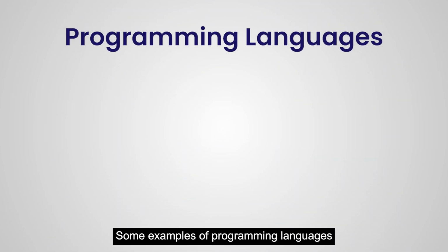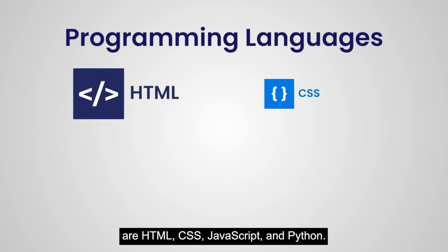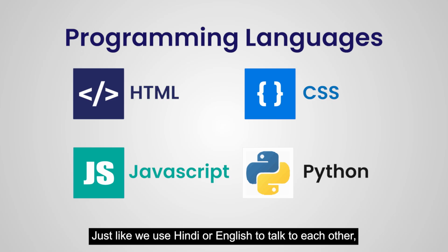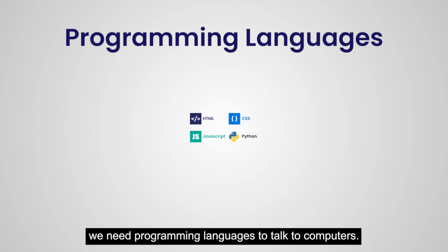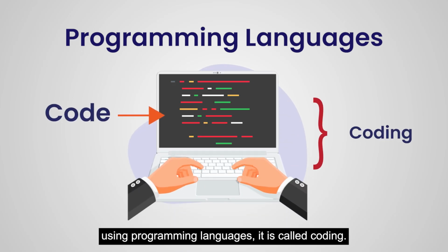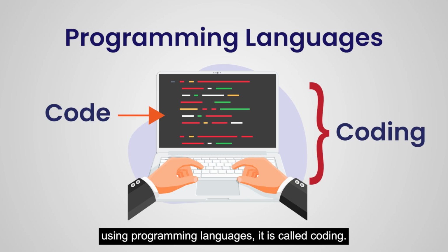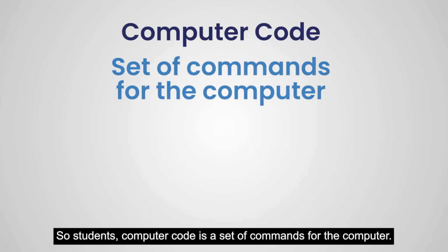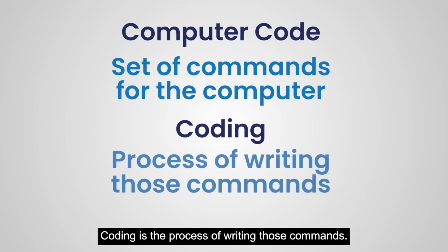Some examples of programming languages are HTML, CSS, JavaScript, and Python. Just like we use Hindi or English to talk to each other, we need programming languages to talk to computers. And when someone writes codes for the computer using programming languages, it is called coding. So students, computer code is a set of commands for the computer. Coding is the process of writing those commands.